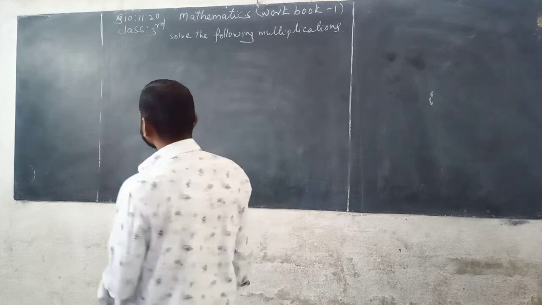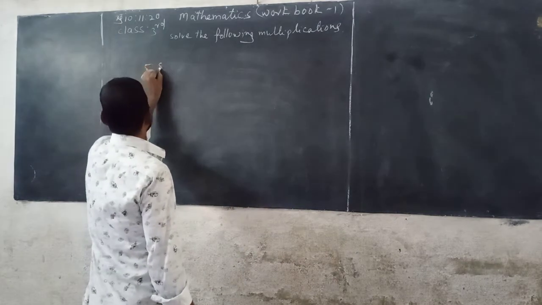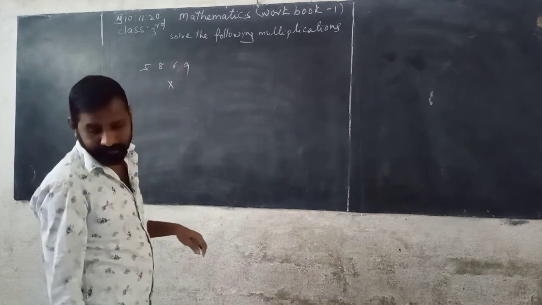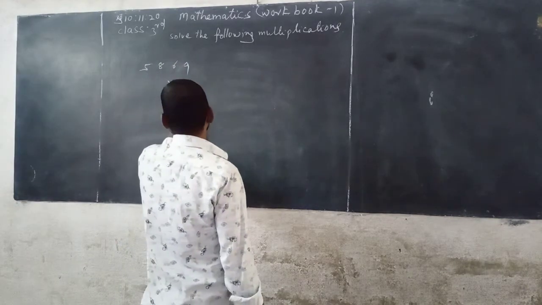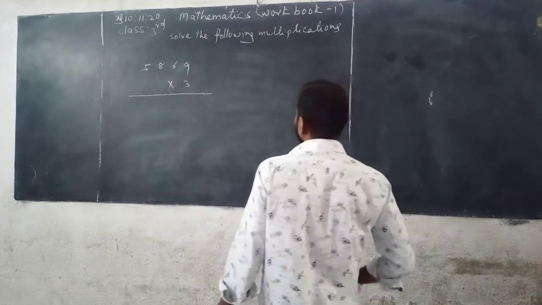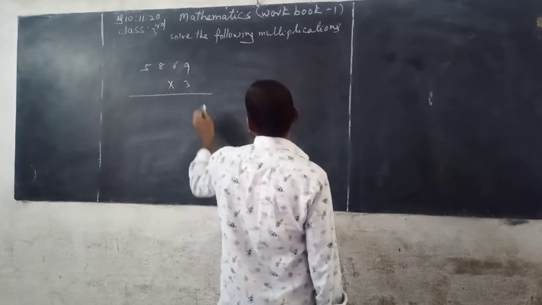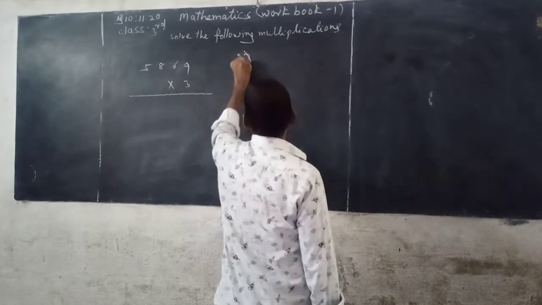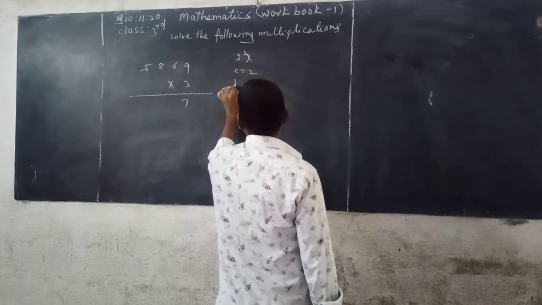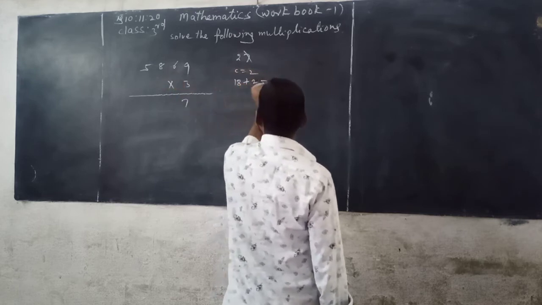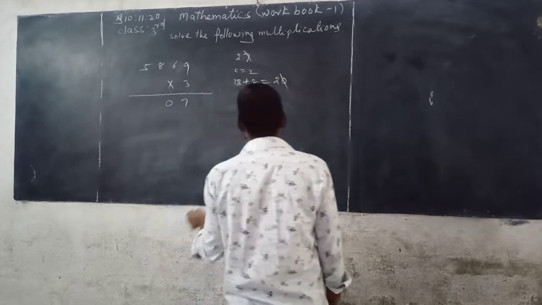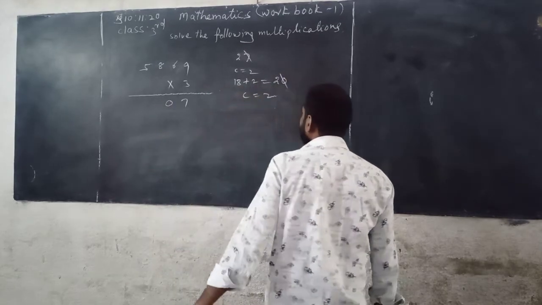5,869 into 3. Write the given number in column form according to their places. First multiply the digits in the ones place. 3 9s are 27. In it, 7 is taken and written down in the ones column of the product. Carry 2. Next, 3 6s are 18. 2 is added to 18. 18 plus 2, you get 20. In it, 0 is taken and written down in the tens column of the product, and carry 2.